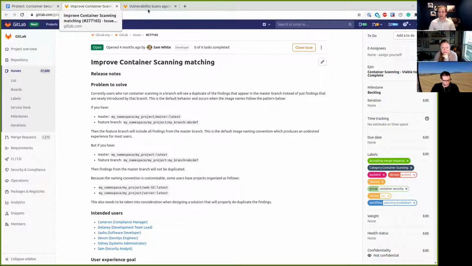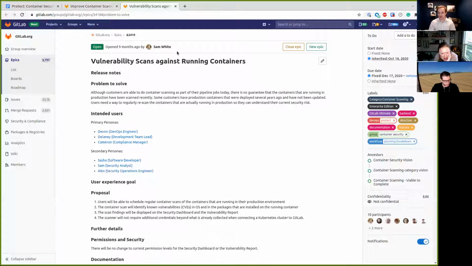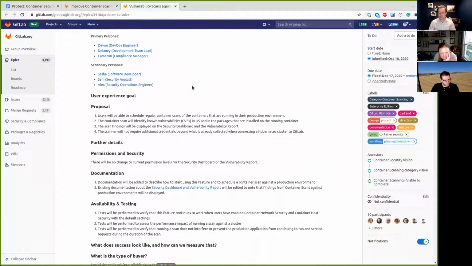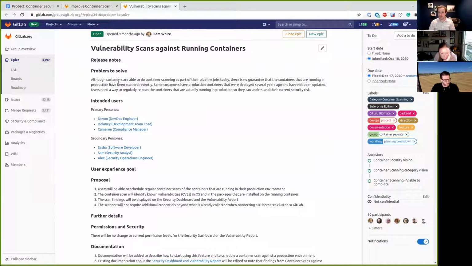All right, so our next item. I know John had some questions about our epic for vulnerability scans against running containers. I think he's not the only one. I've seen a few questions over the last few days from the team, so it'd be good to just go over this again. One of the big things we want to do with container scanning, one of the reasons we moved it over to Protect, was to start scanning containers in production.